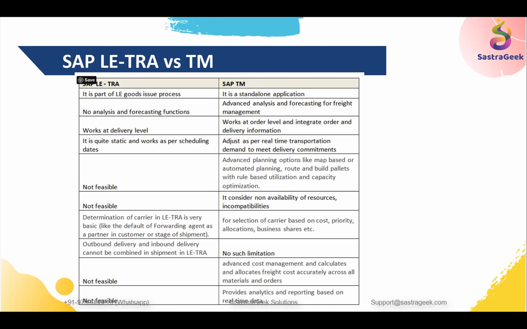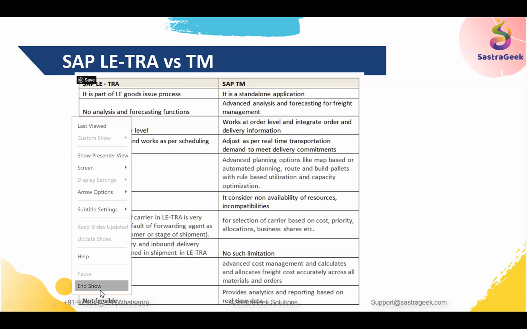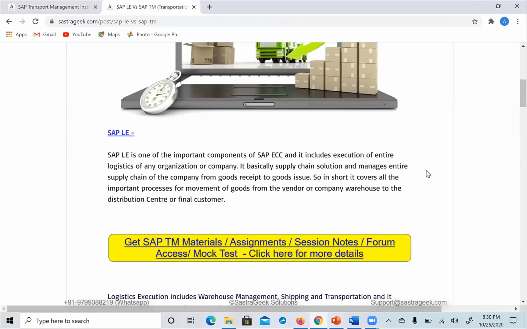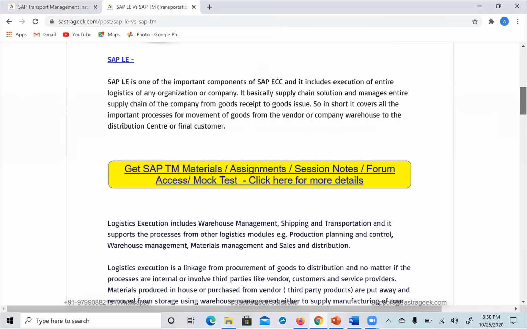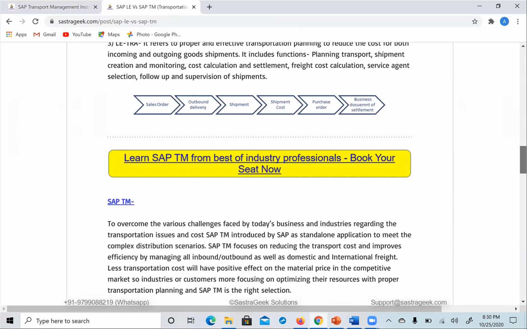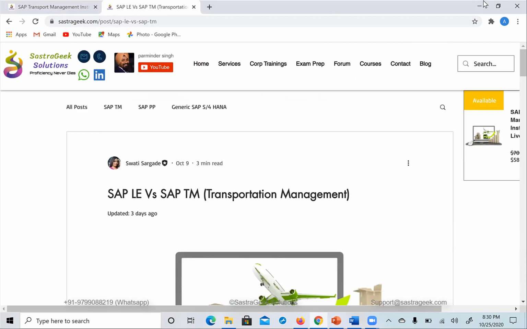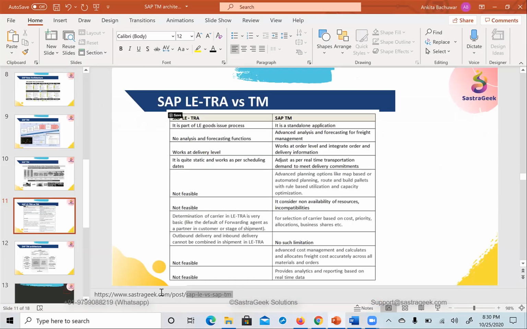Yeah. And this particular table I have taken from the blog written by Swati. So it has been taken from that, and here you might be able to see that link. So let me exit it. This is what Swati wrote, and if you want to have a look at this LETRA and TM comparison, it is available on this blog. This link is available in my notes of this one.